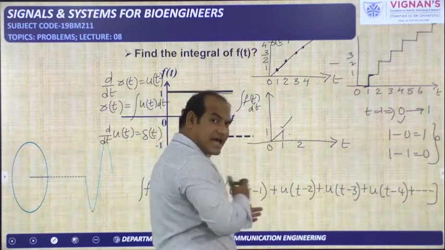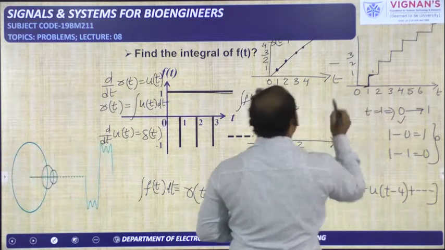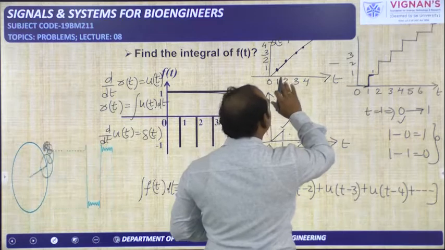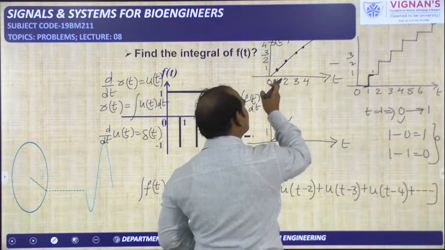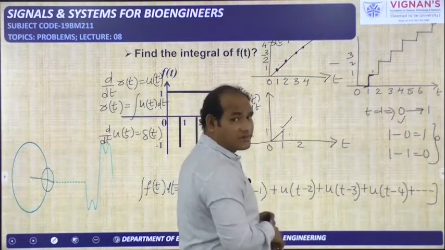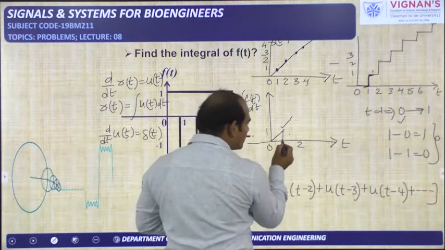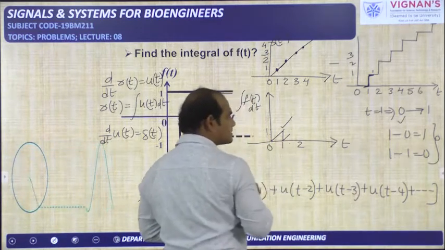Next, as time is going on, at t is equal to 1.5, its amplitude is 1. This amplitude is 1.5 at t is equal to 1.5. So 1.5 minus 1 will become 0.5. So it is 1 means here 0.5 will be there. You will get like this.